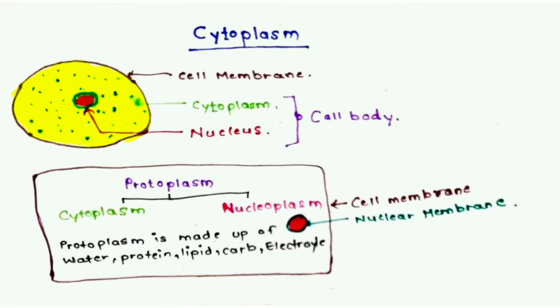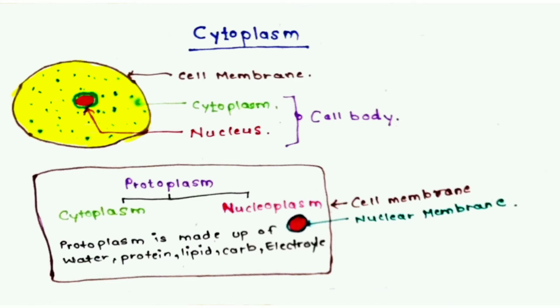Here we go. Cytoplasm. So this is the diagram of a cell. The brown border indicates the cell membrane, the red dot indicates the nucleus, and the yellow highlighted fluid is the cytoplasm. Cytoplasm and nucleus make the cell body. In the second diagram you can see the same brown border, but here I have been talking about the fluids. So the cytoplasm and the nucleoplasm together are called the protoplasm.